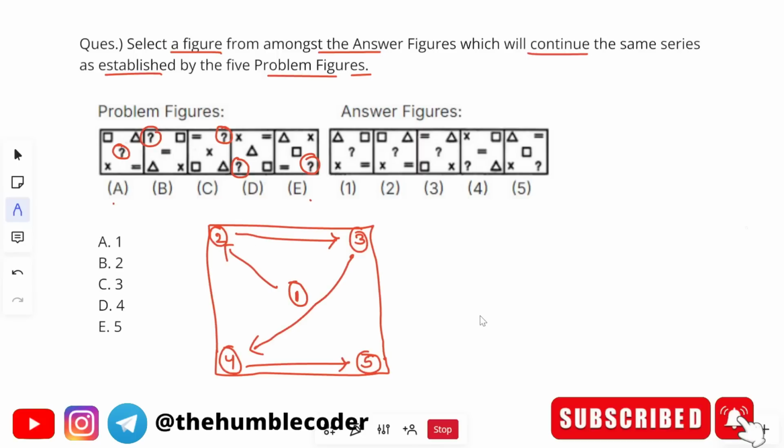So let's see. Now instead of taking the question mark, let's take some other character. Let's take a character from the 2nd position. Let's take this square.